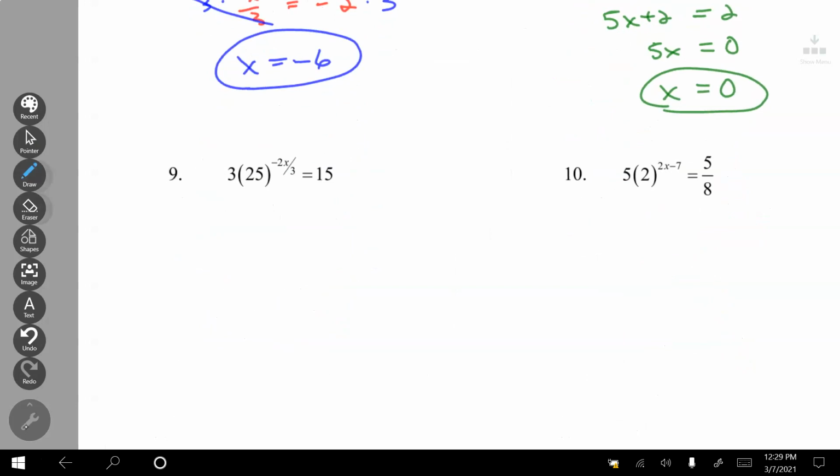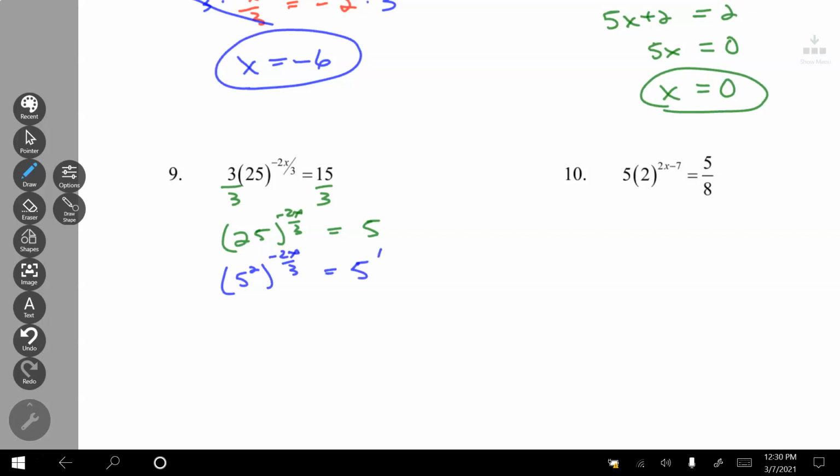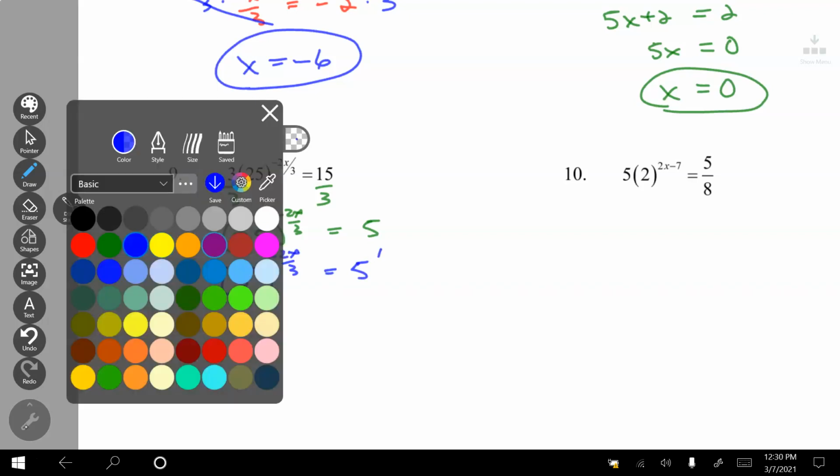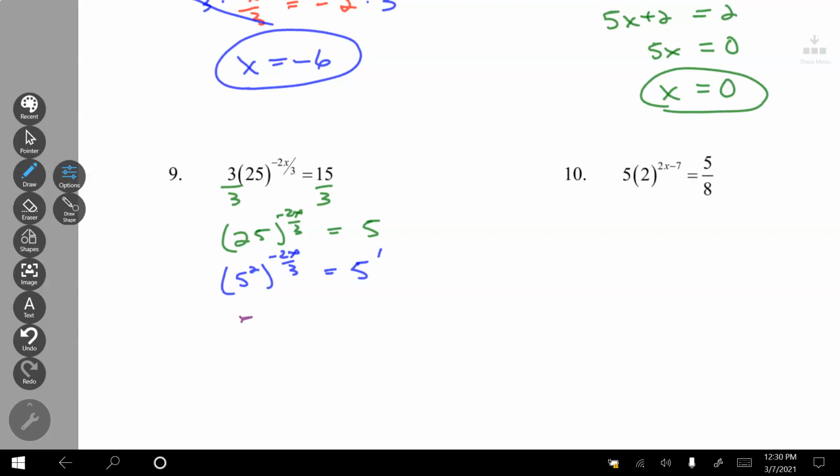I'm going to do the same thing here. I'm going to divide by 3. I get 25 to the negative 2x over 3 is equal to 5. I think my base should be 5, so this becomes 5 squared raised to the negative 2x over 3 is equal to 5 to the first. I'm going to multiply this out. I get 5 to the negative 4x over 3 is equal to 5 to the first.